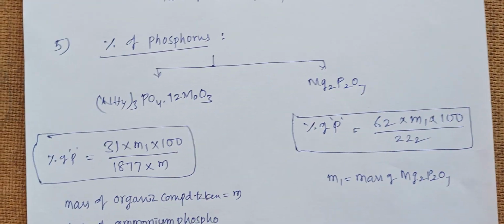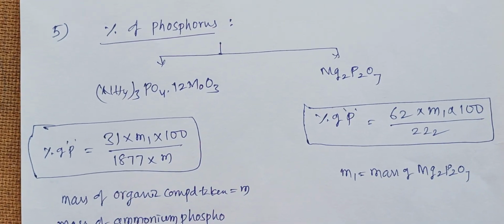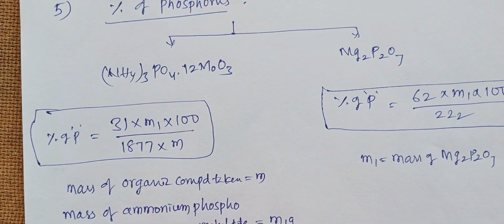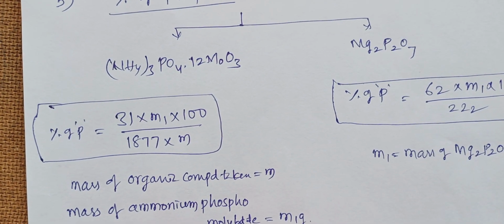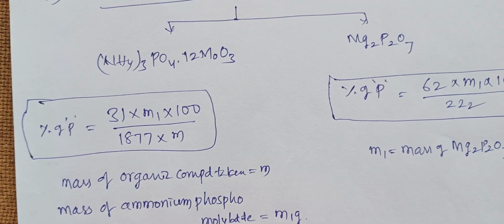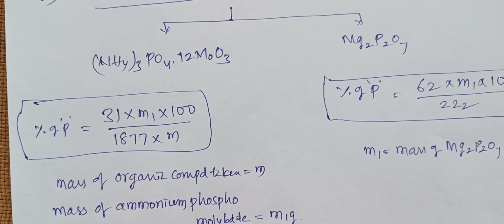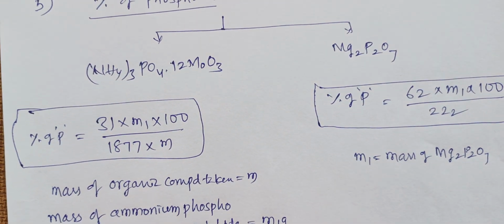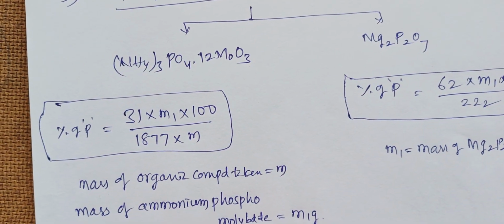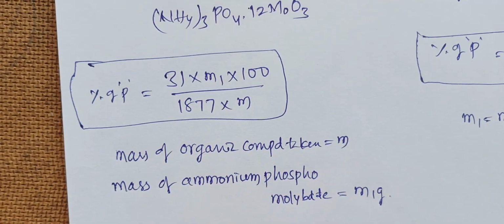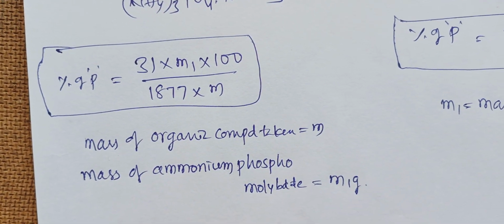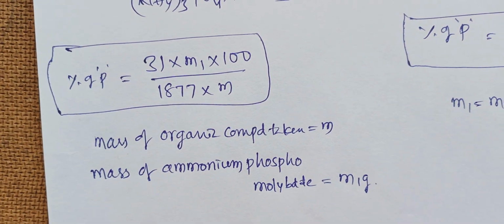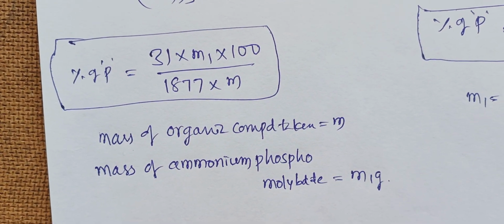Just like percentage of nitrogen, phosphorus also we can calculate by two methods. One is by converting phosphorus into ammonium phosphomolybdate, or otherwise we will be converting the phosphorus present in the organic compound into Mg2P2O7. If you are converting into ammonium phosphomolybdate, we will be using the formula: percentage of phosphorus equals 31 into M1 into 100 divided by 1877 into M.